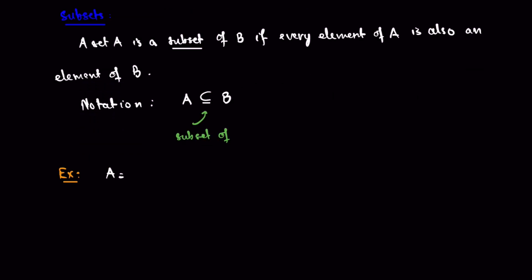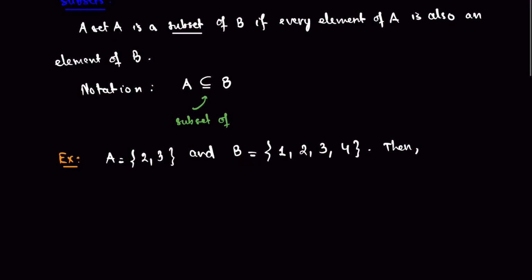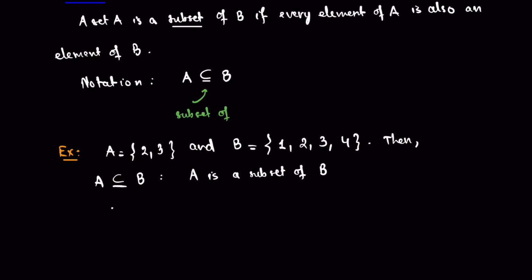For example, the set A consists of the elements 2, 3, and the set B consists of the elements 1, 2, 3, 4. Then you can see that A is a subset of B. Again, this particular notation says that A is a subset of B. We can say that because 2 is an element of A and 2 is also an element of B.